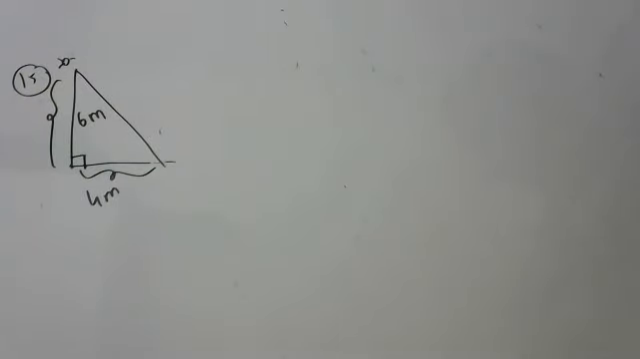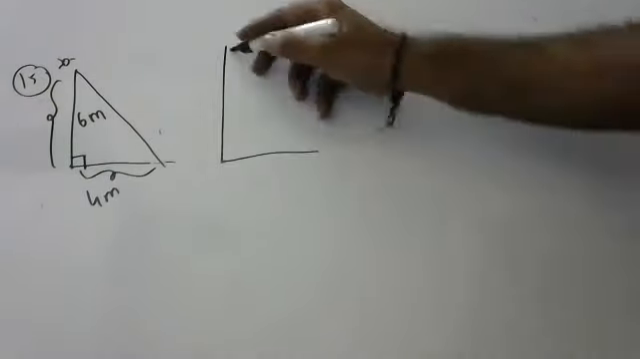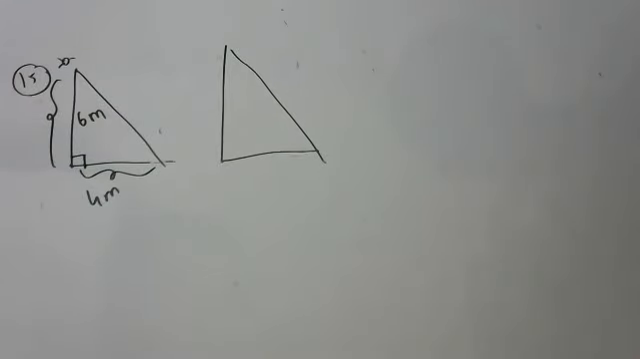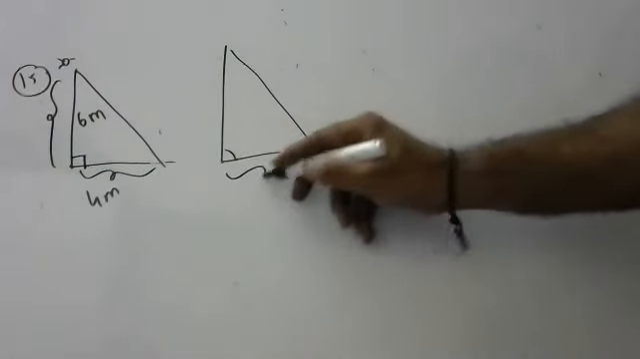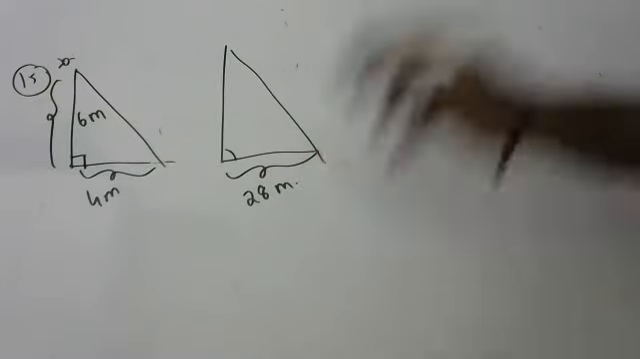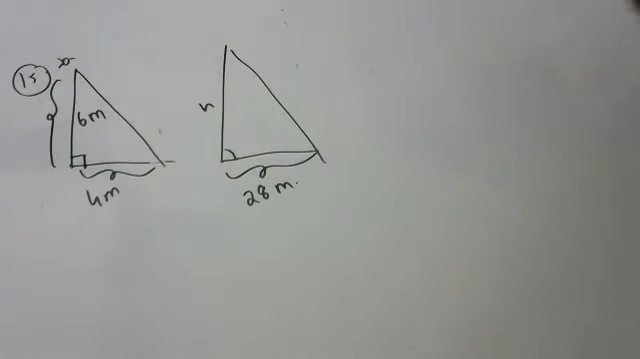At the same time, a tower of some height casts a shadow. The tower casts a shadow of 28 meters long. What is the height of the tower?